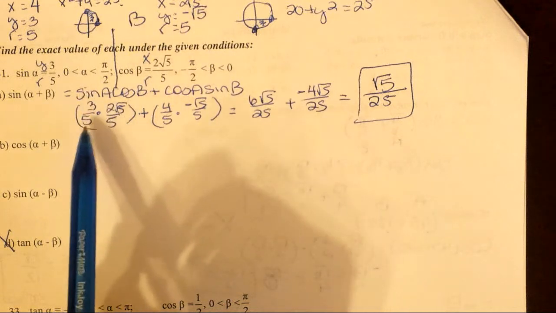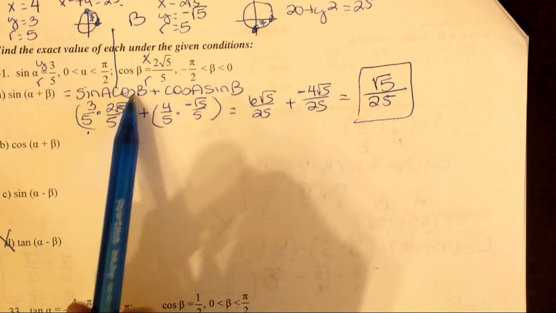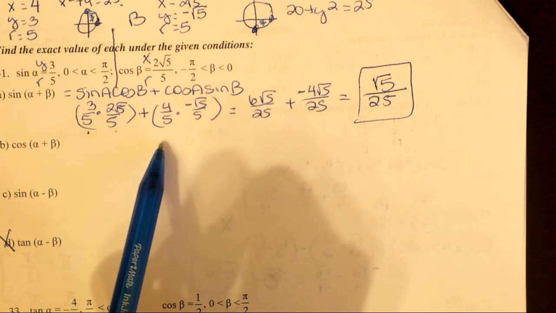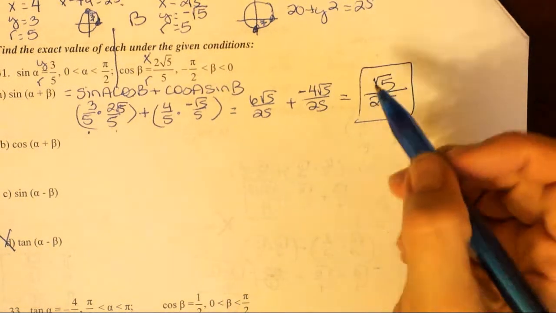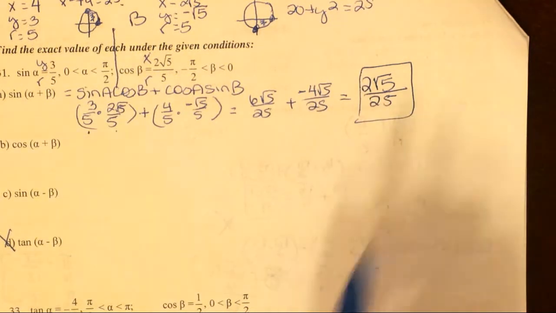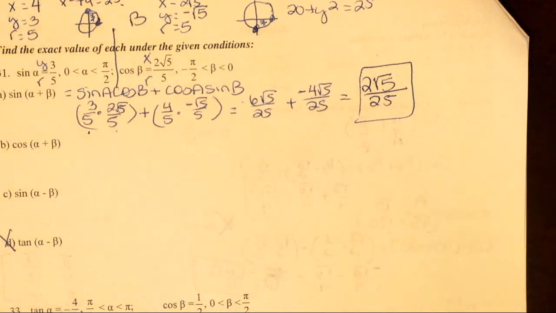I feel like I did something wrong. Let me double check. So y over r, x over r, that's right. And then I'm going to do x over r, y over r. Oh, well, I did do something wrong. I didn't subtract right. 6 take away 4 is 2. Silly me. Okay. So 6 root 5 take away 4 root 5 is 2 root 5 over 25.